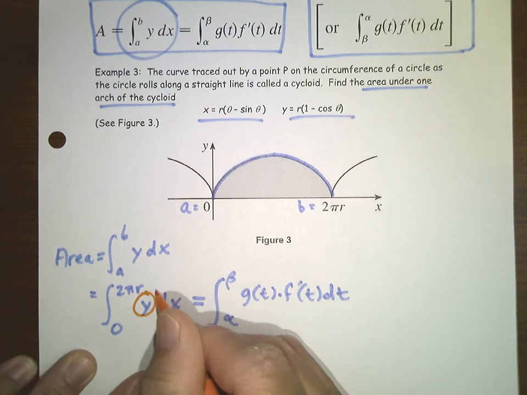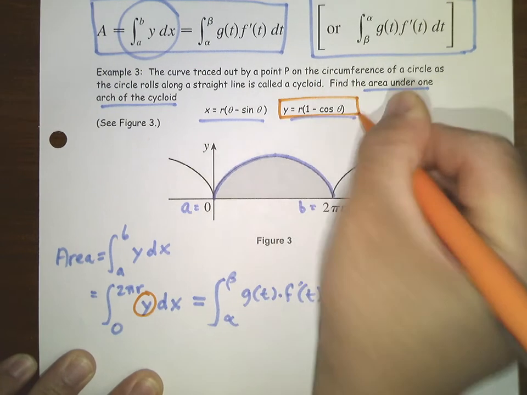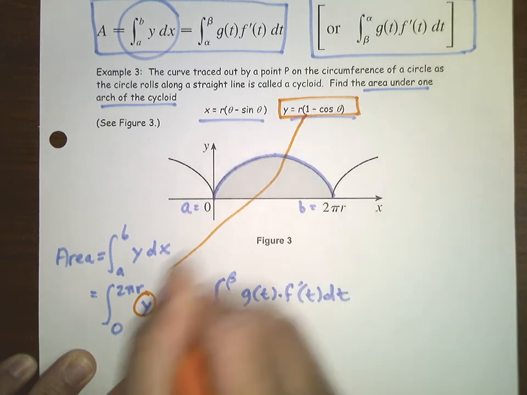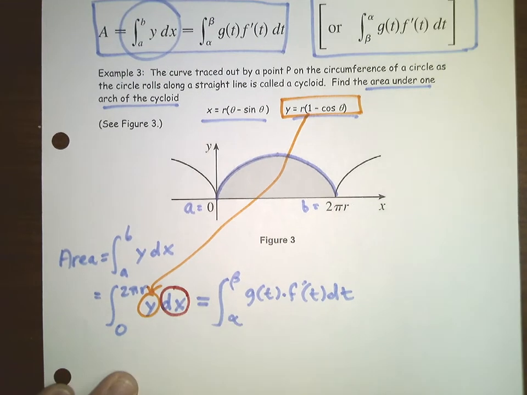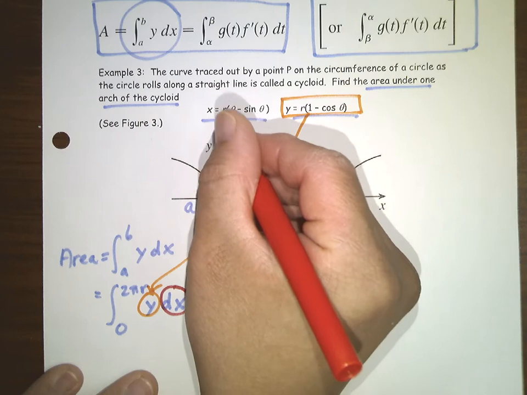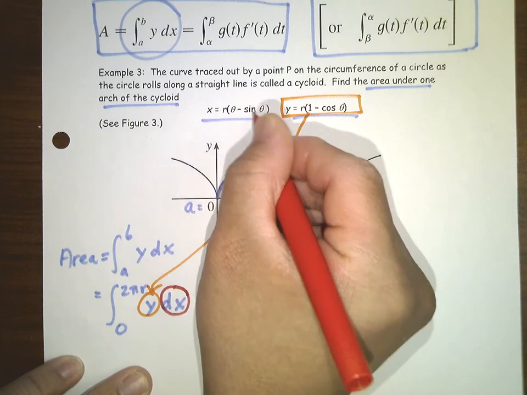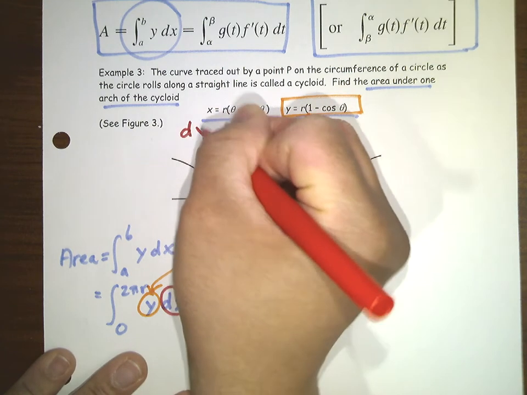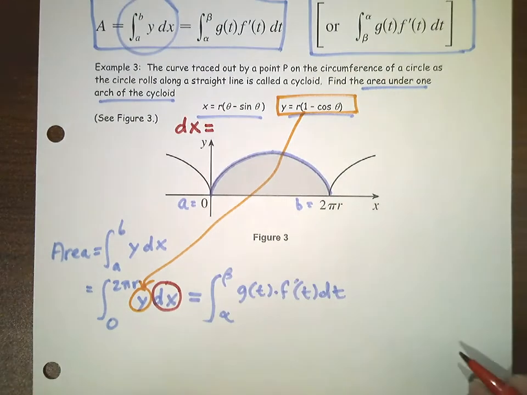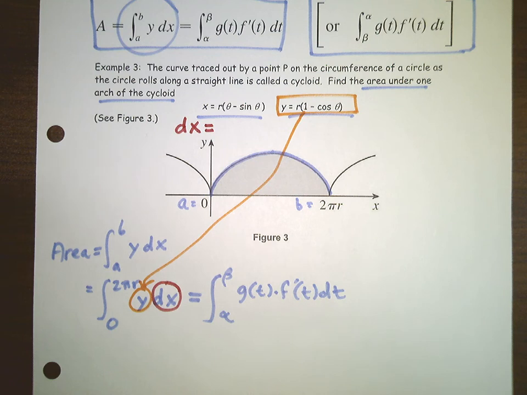And if you look here, all right, the y is going to be r times 1 plus cosine of theta. And then I need to figure out what dx is going to be. And so if x is equal to r times theta minus sine of theta, then I see that dx is equal to, now here's the thing, which one is going to be the parameter? Is it the theta or is it the r? Well, it is indeed the theta, all right?